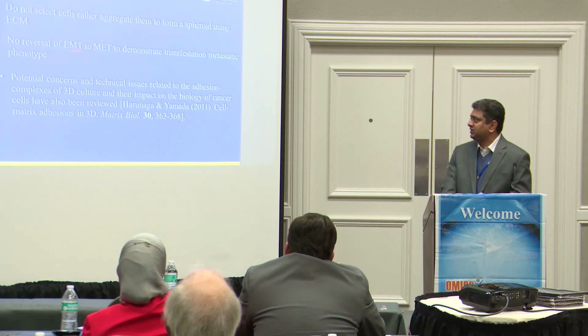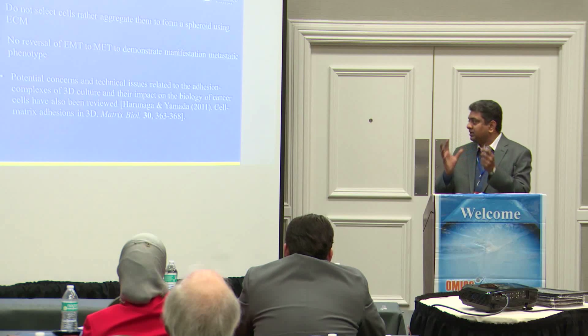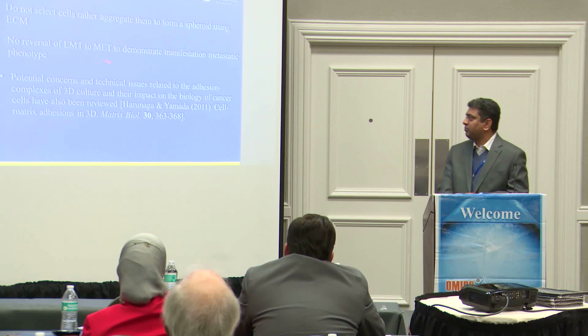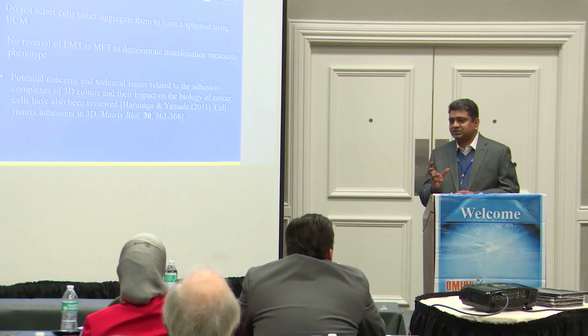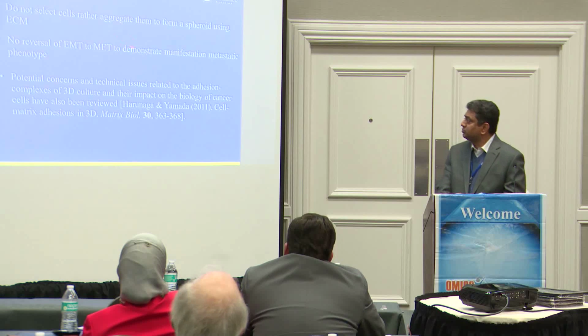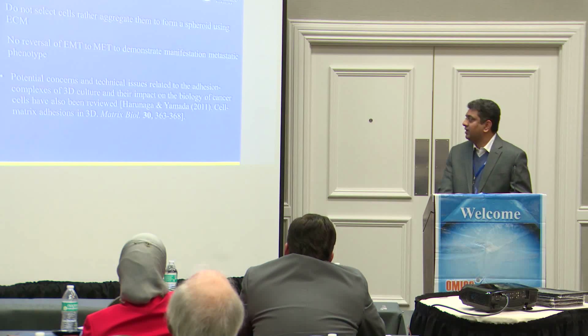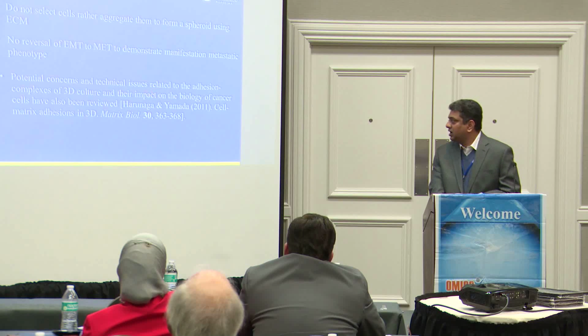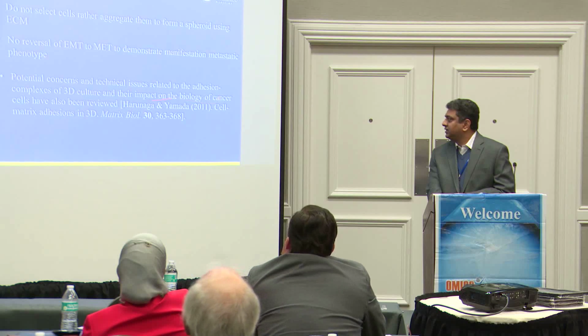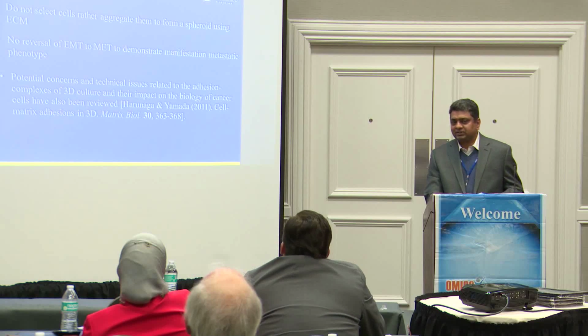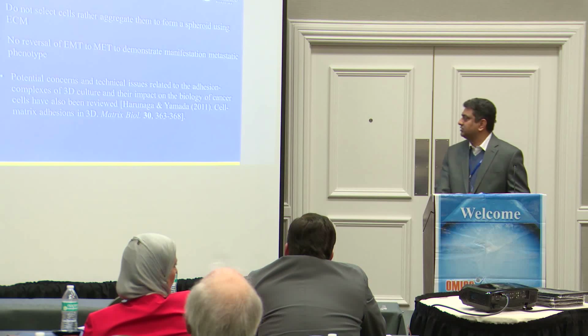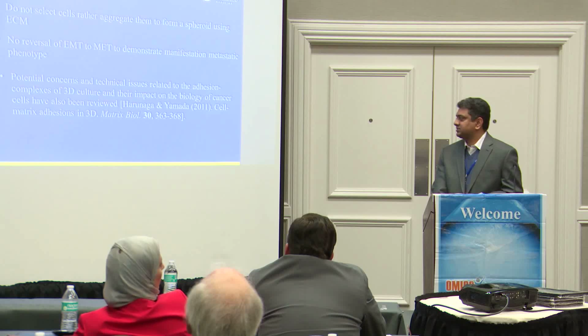There is also no proof for the reversal of the EMT. We know there is epithelial mesenchymal transition because the cells become circular and spheroid, but there is no opportunity to reverse the circular cells in the spheroid to mimic the epithelial phenotype. And finally, there are a few concerns about the impact of the complexes used in the Matrigel or the extracellular matrix on the biology of cancer cells itself.